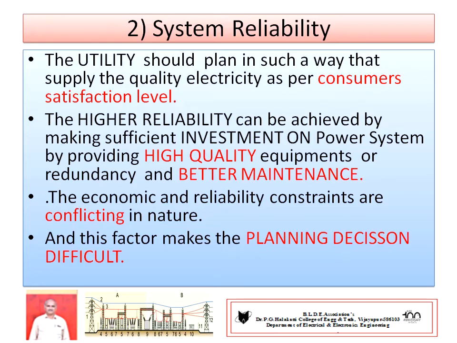In this respect, we have to discuss system reliability. Already I told, system means the integrated entire power system. The utility has to plan in such a way that the supply of electricity meets the consumer satisfaction level, because the consumers want only two things. Number one, uninterrupted power supply for their applications. Second, they need quality of electricity. That means their equipments are not to be affected.